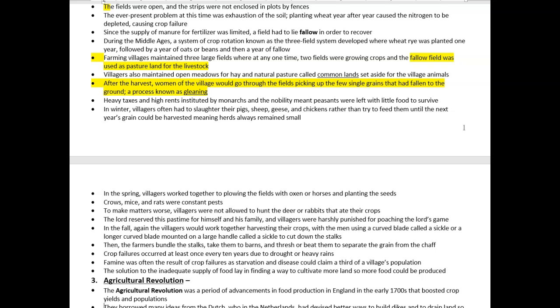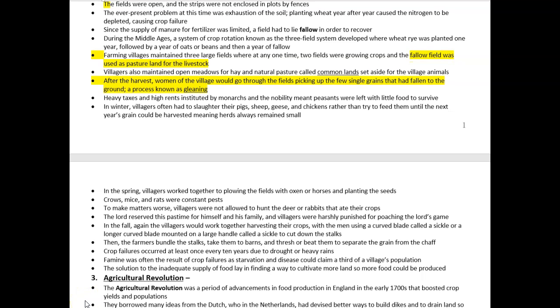Crop failures occurred at least once every 10 years due to drought or heavy rains. Famine was often the result of crop failures, as starvation and disease could claim a third of a village's population. The solution to the inadequate supply of food lay in finding a way to cultivate more land so more food could be produced. 3. Agricultural Revolution.